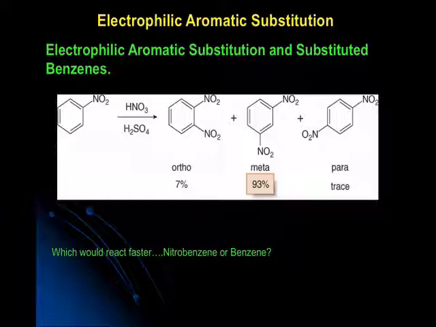Yeah, but there's actually a formal positive charge on nitrogen. There is a formal positive charge on that nitrogen atom. And so what's that going to do to the ring? Add electrons or take electrons away from the ring? It's going to take electrons away, both inductively and by resonance.